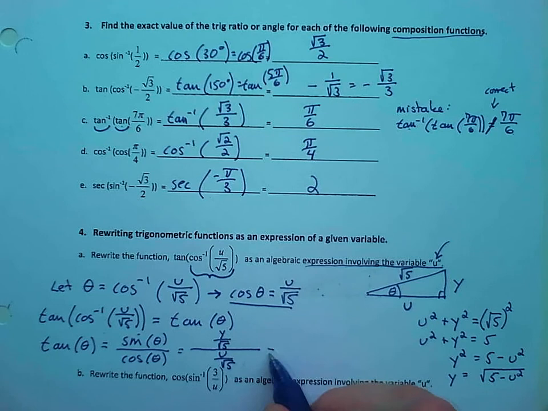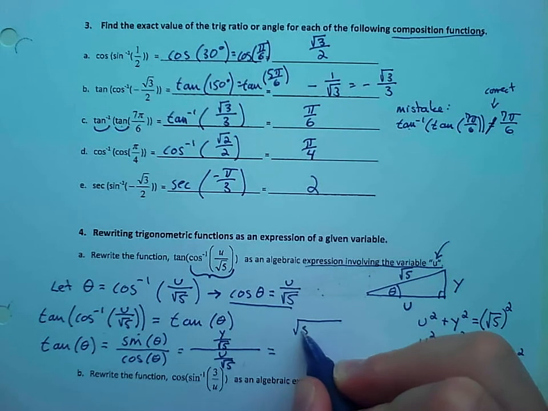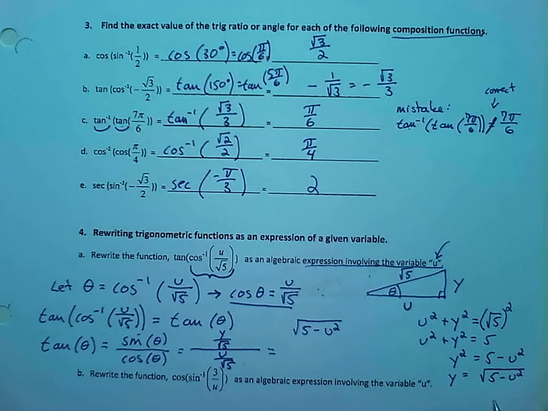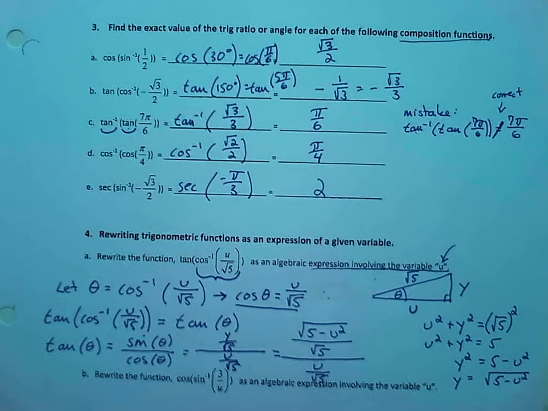So now we can plug this in for y in our problem over here, and we get the square root of 5 minus u squared, so we just plug that in for y, divided by the square root of 5, and this is then all going to be over u divided by the square root of 5.